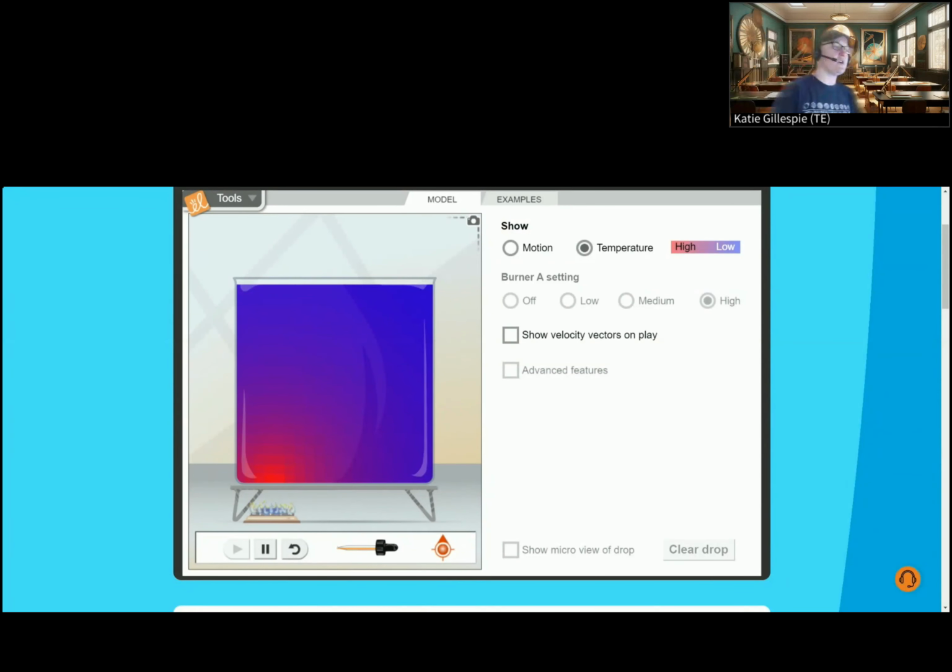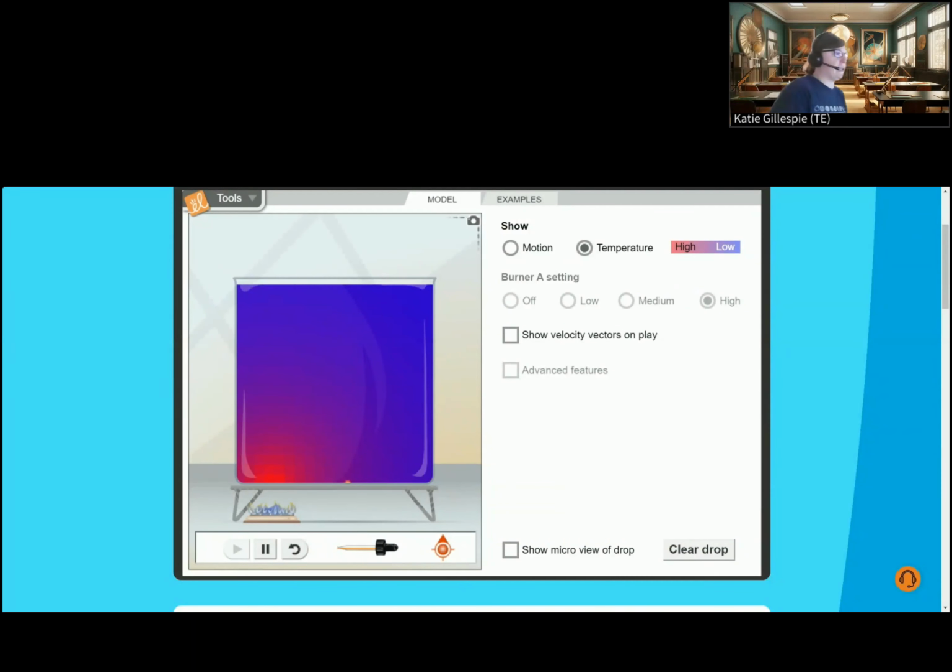C is at a drop. Does the hottest liquid tend to rise or sink? So for C and D, all I need is rise or sink. Does the hottest liquid tend to rise or sink? Again, thinking about density here.